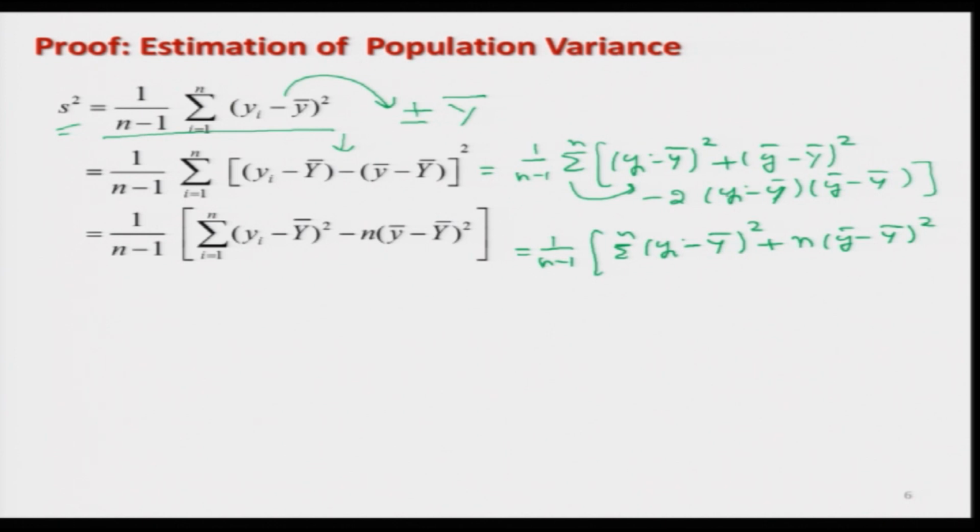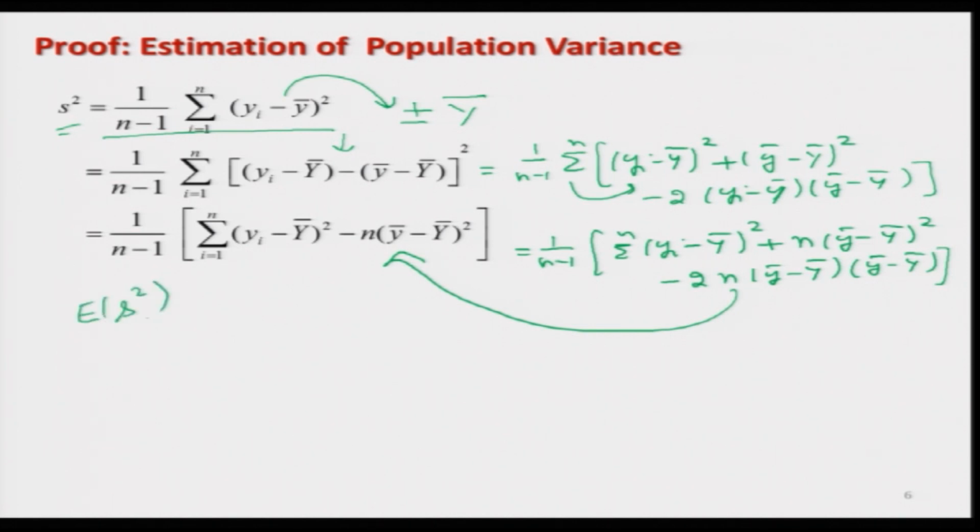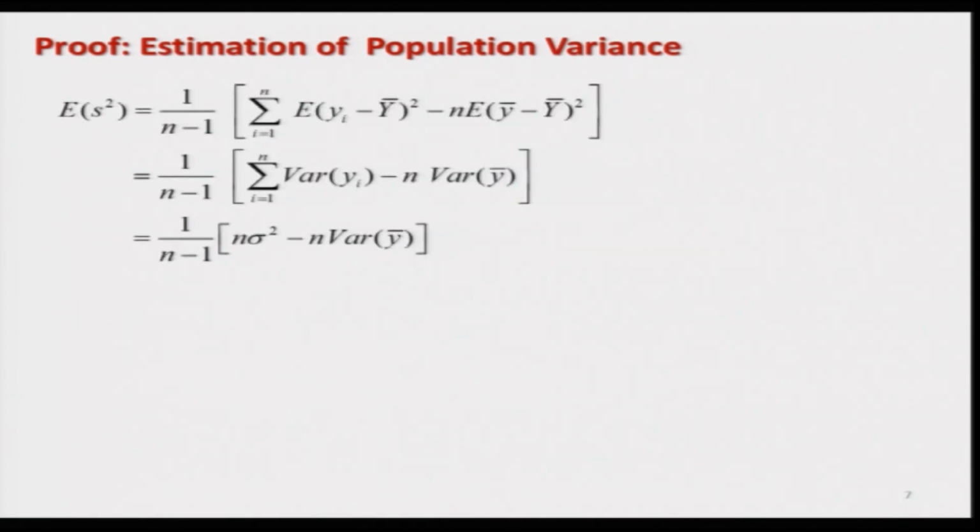And now, bringing this quantity here, this becomes n times (y bar minus capital Y bar) into (y bar minus capital Y bar). Once you solve it, this gives you the expression summation of (y i minus Y bar) whole square minus n times (y bar minus capital Y bar) whole square. Now I try to find the expected value of s square under two cases, that is WOR and WR.